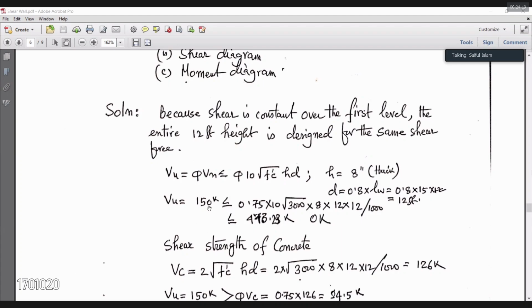Because say after calculation you are getting 500 kip shear Vu, then you have to make a comment that with that section or that cross section it is not possible, that shear wall is not capable to resist the shear developed there. So in this way you have to make a comment. But here our factored shear is less than the design capacity, so it is okay.